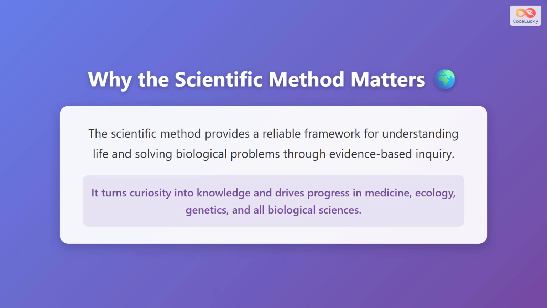The scientific method is incredibly important for biology and all sciences. It provides a reliable, systematic framework for understanding life and solving biological problems through evidence-based inquiry. By following these steps, scientists can turn curiosity into concrete knowledge. The scientific method is what drives progress in medicine, helping us develop new treatments and cures. It advances ecology, helping us understand and protect ecosystems. It powers breakthroughs in genetics, agriculture, and every other field of biological science. Essentially, the scientific method transforms wonder about the natural world into discoveries that benefit all of humanity.